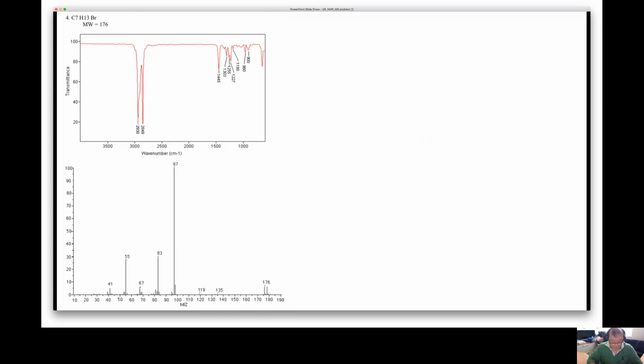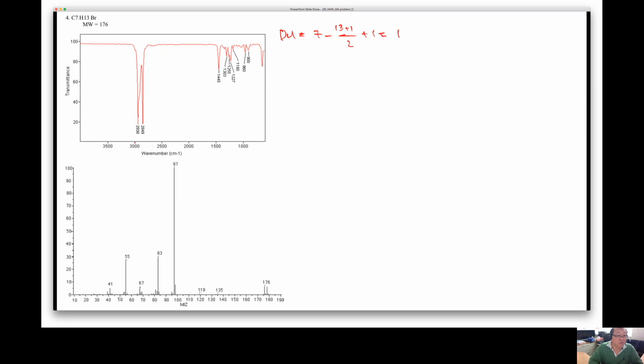Let's move on. This one has 7 carbons, right? So once again, degrees of unsaturation: 7 carbons, subtract half of the 13 hydrogens, subtract half of the bromine, and then plus 1. So that is basically just 1 degree of unsaturation. I don't know what it is. It says 1 degree of unsaturation. Could be a double bond, could be a ring.